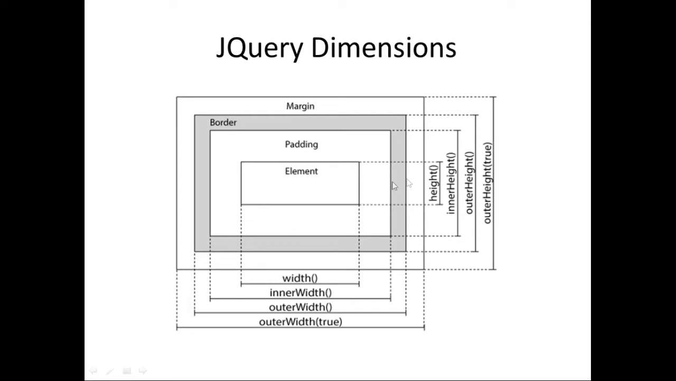So this is the element, so we have here the height of the element, and then if we include the padding, that's the innerHeight. If we include the size of the border, that's the outerHeight, and if we include the margins, that's outerHeight then with true as a parameter.